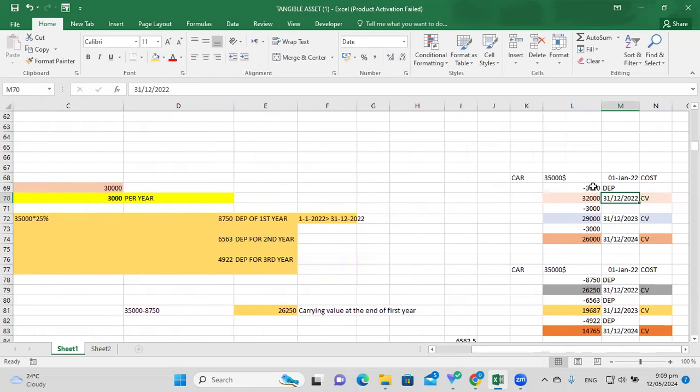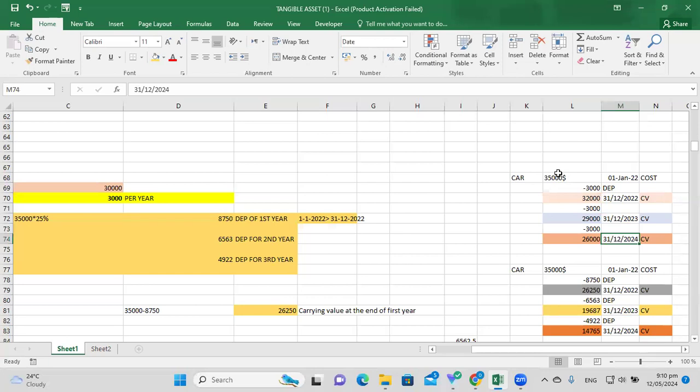So how do you take out the carrying value? Simple. The cost was 35,000 initially, on 1 January 2022. So we just subtract 3,000 depreciation and we get the carrying value 32,000 at the end of first year, which is 31 December 2022. Again, you subtract the depreciation for the second year, the same 3,000, and you get the carrying value 29,000 at the end of second year. In the same way, you subtract 3,000 for the third year and get the carrying value 26,000 at the end of third year, which is 31 December 2024.